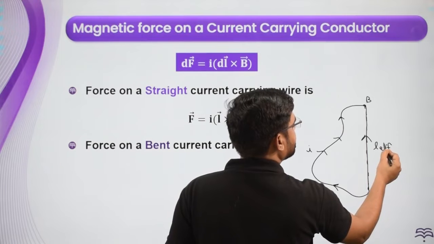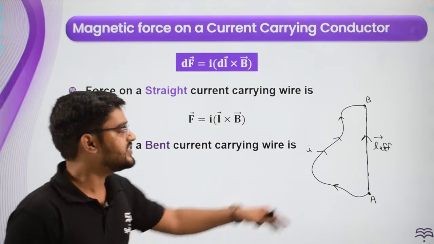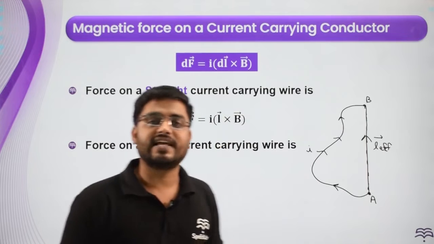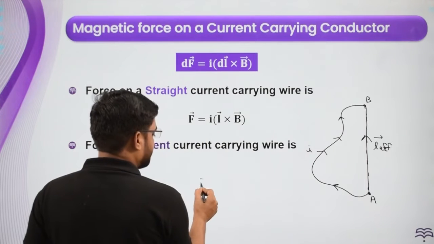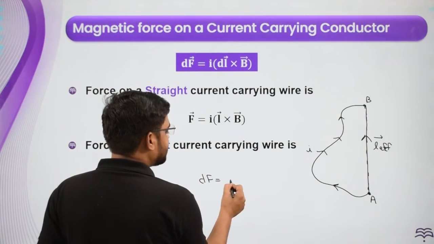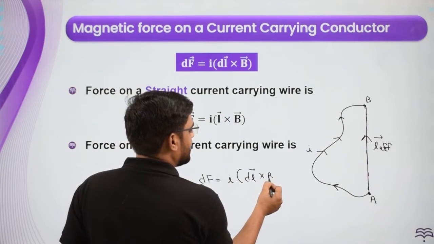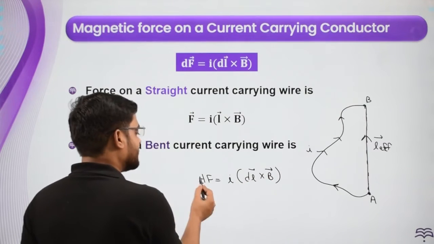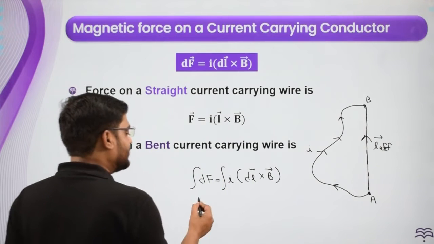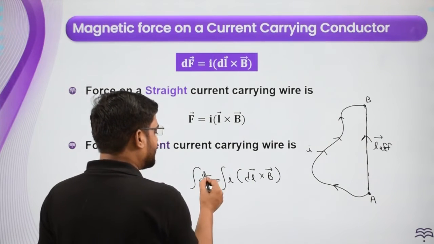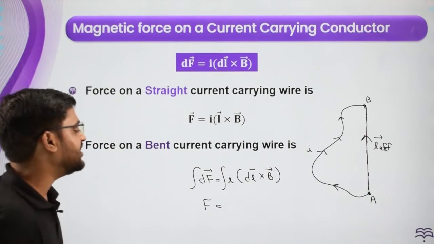vector. Okay, so instead of just the L vector, use L effective, use the effective length. How is this coming? Basically, if we are talking about dF, then it is I dL cross B. So in case I want to find the total force, I'll simply do the integration. So here it will be the total force, right? The vector sum of all these small forces is going to be the total force.